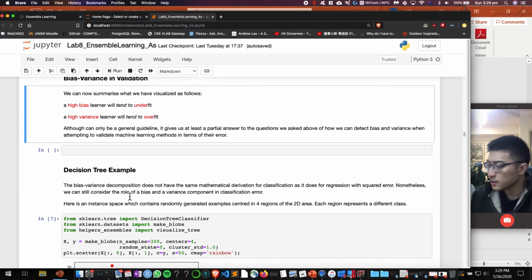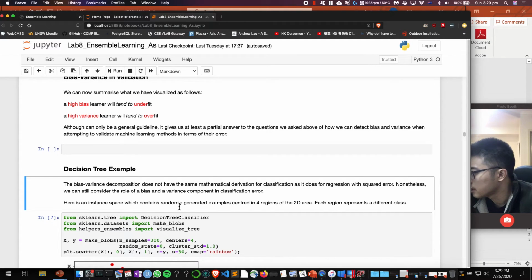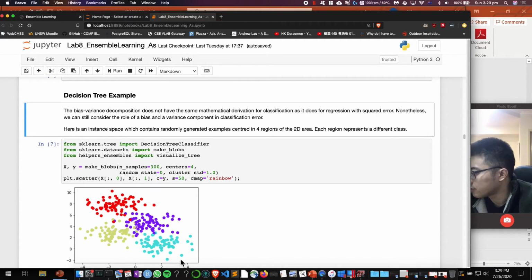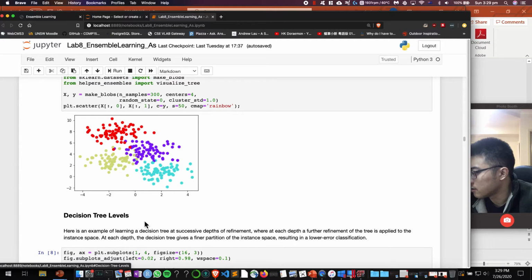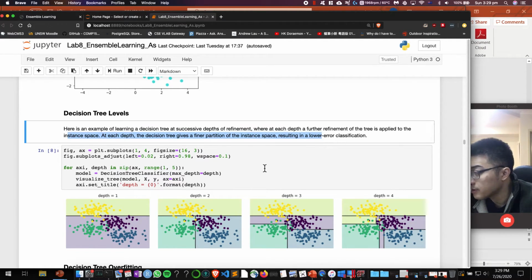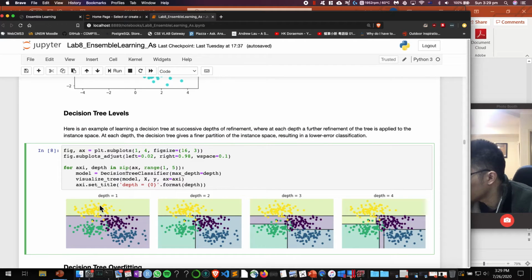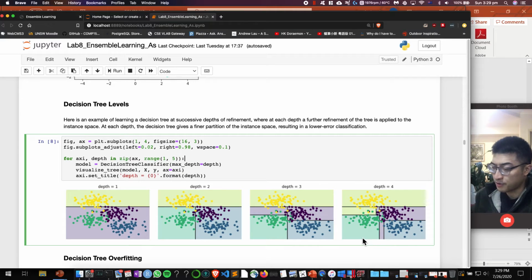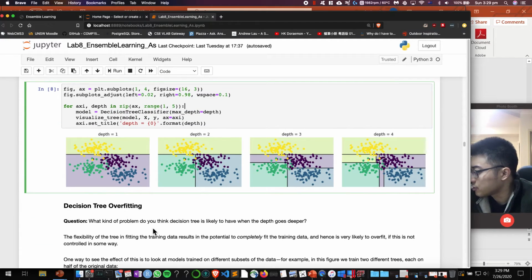Right. Now let's have a look at a decision tree example. Cool. So you have 4 different classes, and you want to build a decision tree to separate all these four classes. The one thing they're trying to flesh out here is that with enough depth it gets better and better, but with enough depth you can perfectly classify everything, which will tend to overfit.